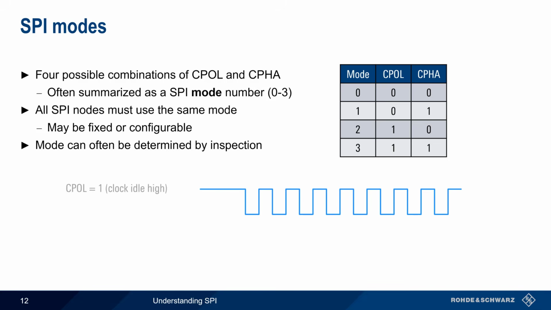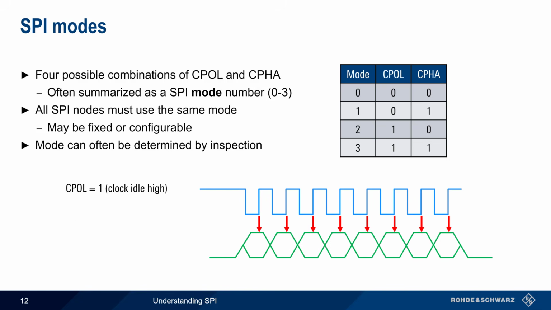For example, here we can see that this clock signal idles high, so clock polarity equals 1. We can also see that data is, hopefully, being read on the trailing edge of each clock pulse, so clock phase also equals 1. Therefore, SPI mode 3 is being used for this communication. Of these 4 modes, mode 0 is, by far, the most common mode used in SPI implementations.